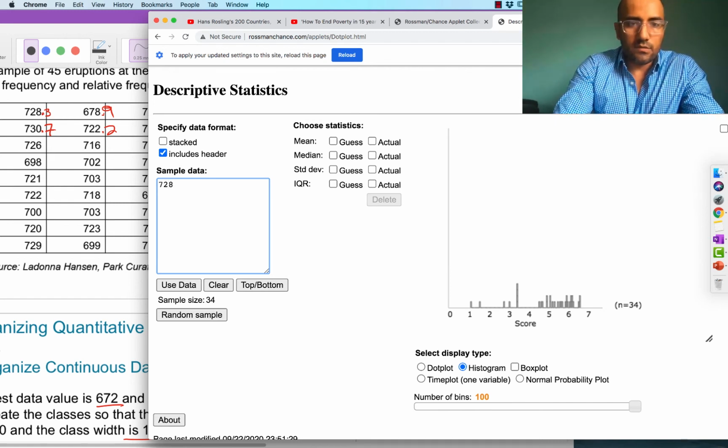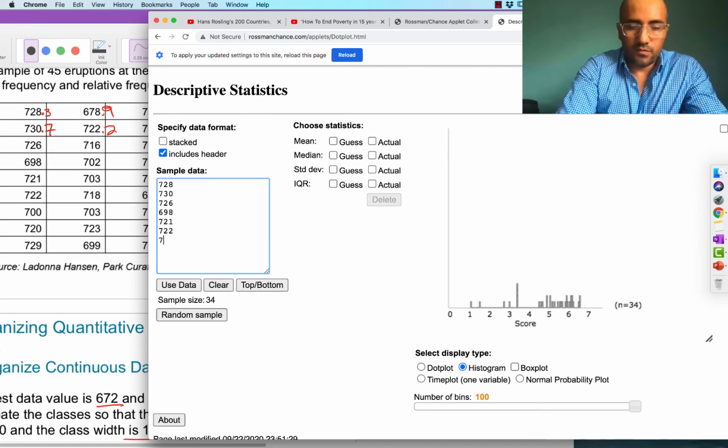798, 730, 726, 698, 721, 722, 700, 720, 729, 678, 722, 760, 718, 702, 703, 718, 703, 718, 703, 699.